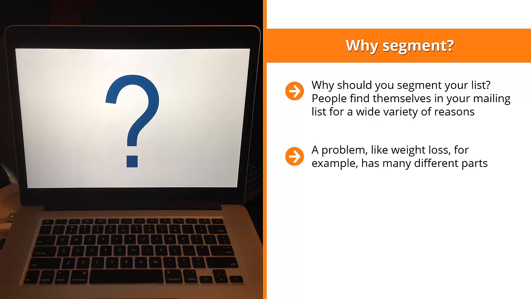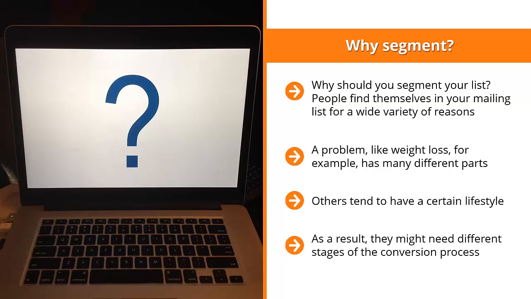A problem like weight loss, for example, has many different parts. Maybe some people are struggling with weight loss because of their metabolic rate. Other people simply eat a lot and have impulse control problems. Others tend to have a certain lifestyle. Whatever the case may be, these people agree on the common problem of weight loss. However, they may have different sub-problems they need addressed.